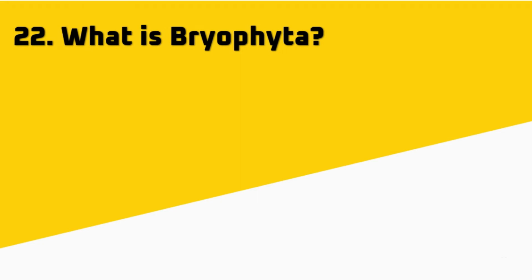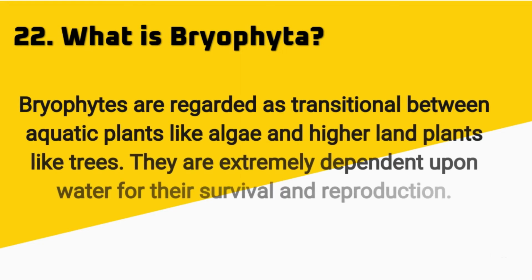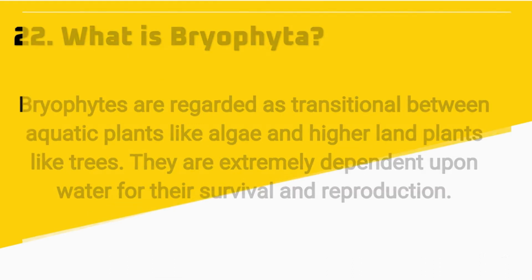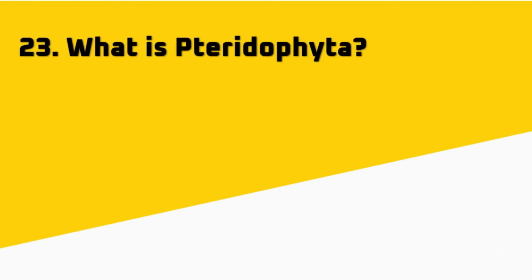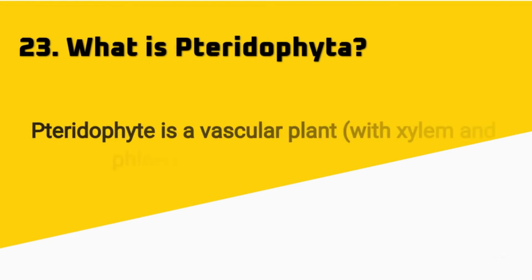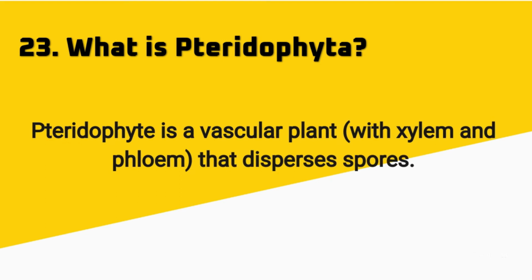What is Bryophyta? The answer is these are regarded as transitional between aquatic plants like algae and higher land plants like trees. They are extremely dependent upon water for their survival and reproduction. What is Pteridophyta? The answer is Pteridophyta is a vascular plant with xylem and phloem that disperse spores.